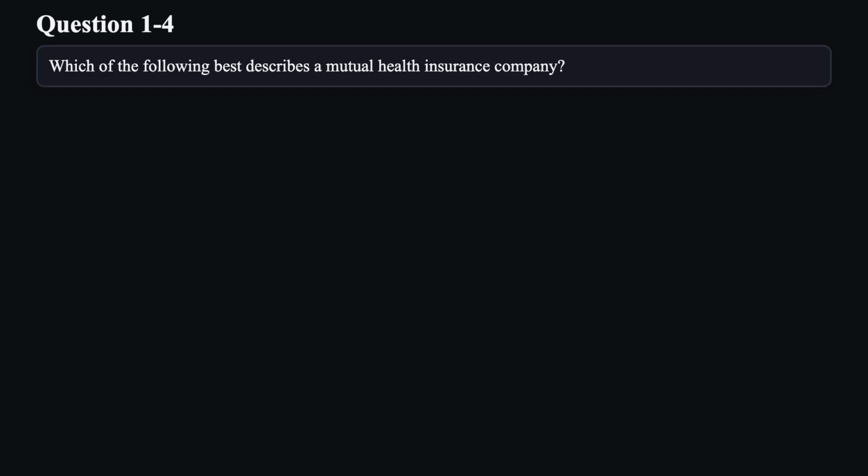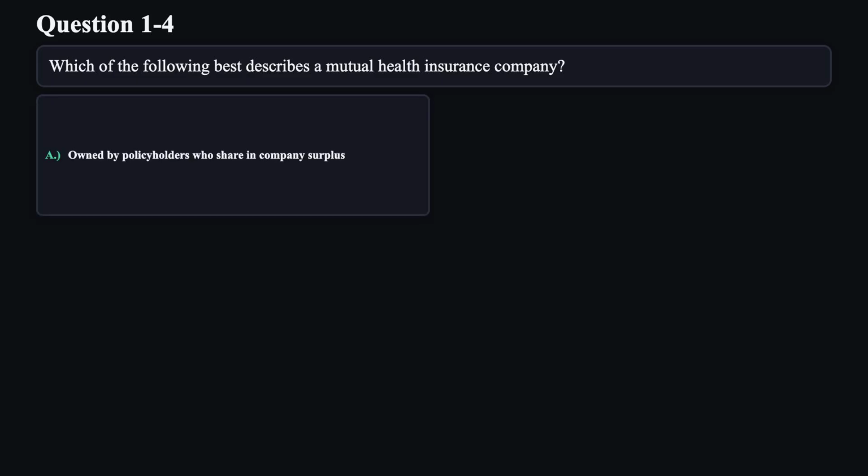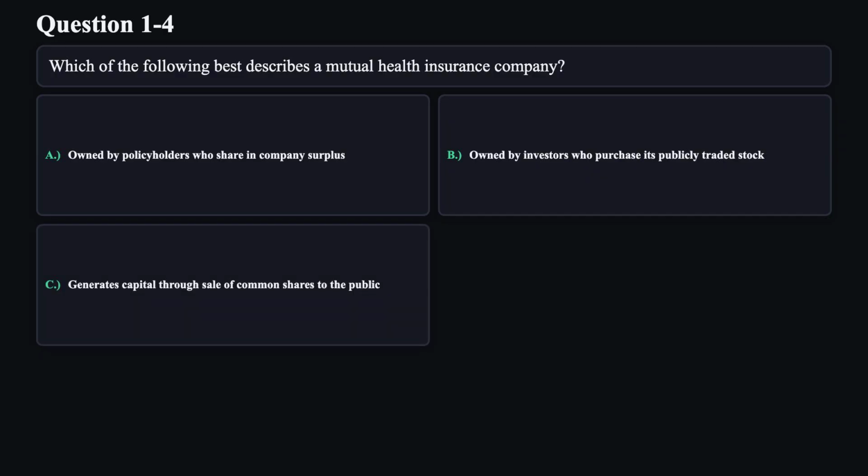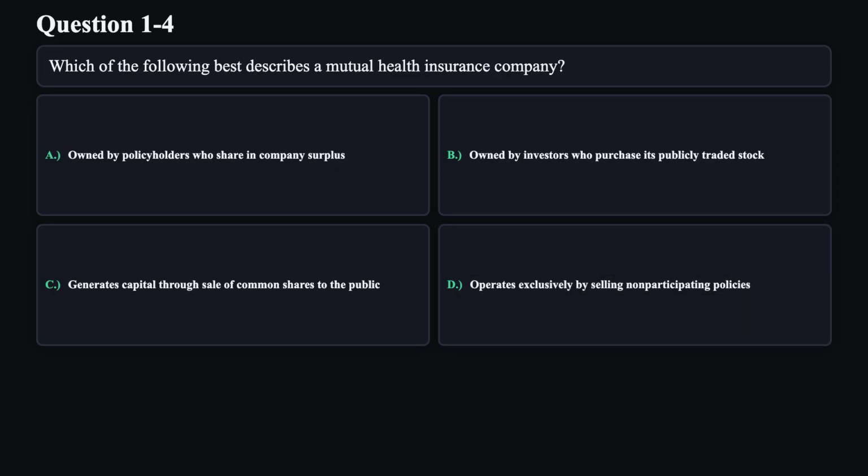Question 4. Which of the following best describes a mutual health insurance company? A. Owned by policyholders who share in company surplus. B. Owned by investors who purchase its publicly traded stock. C. Generates capital through sale of common shares to the public. D. Operates exclusively by selling non-participating policies.